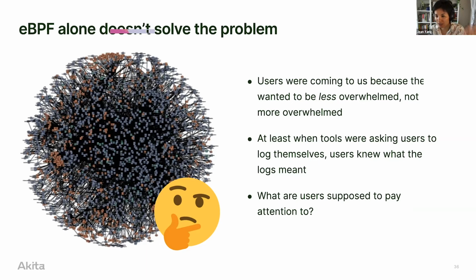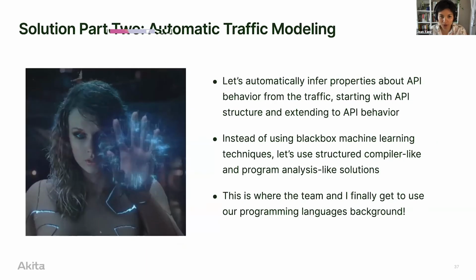So they're like, maybe we diff this or something. And this led to part 2 of our solution, which is automatic traffic modeling. And this is where everything I told you about the world I came from, where we analyze programs, comes into play. What we discovered is, hey, our team's background is automatically analyzing program traces and programs for properties. You can kind of do the same thing with traffic.